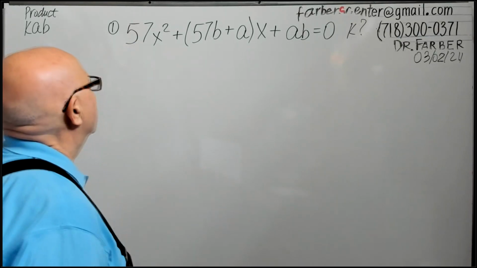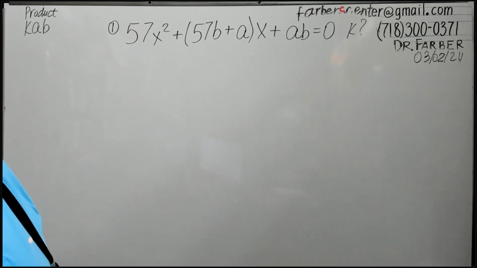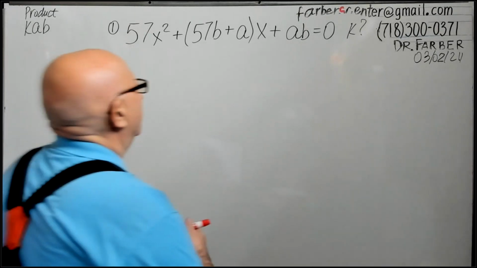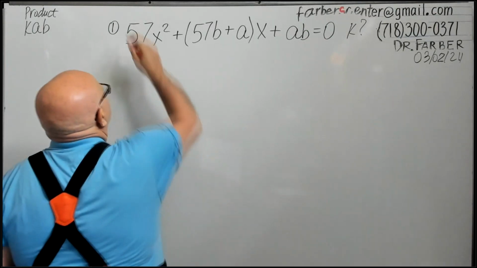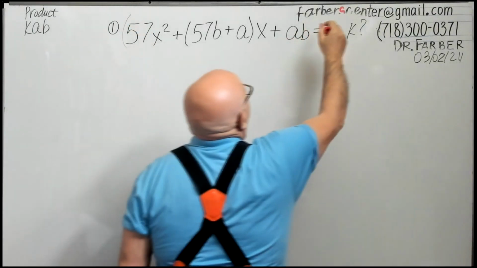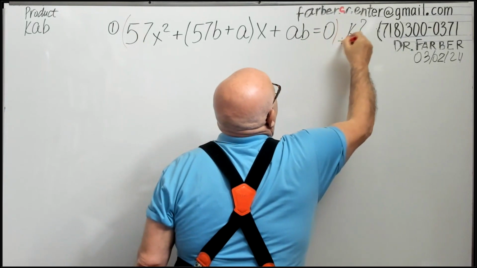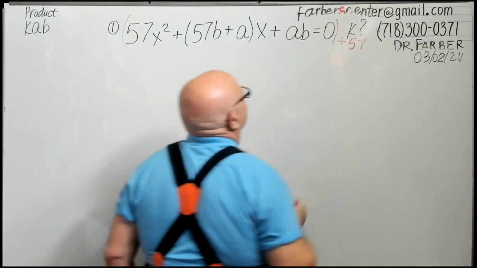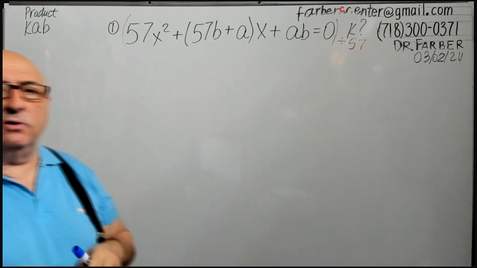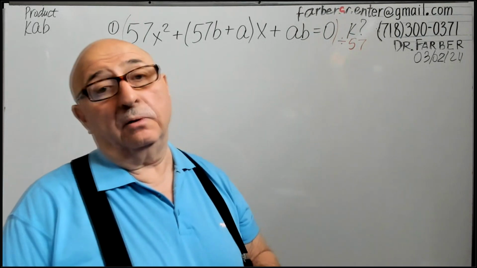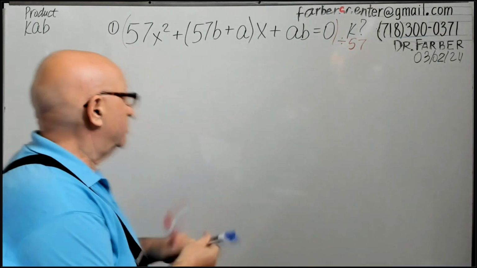Well, look at this. I take a different color and divide everything by 57. Why? Because it is more convenient to operate with a quadratic equation with leading coefficient equal to 1. You know this, right? From your beautiful school.